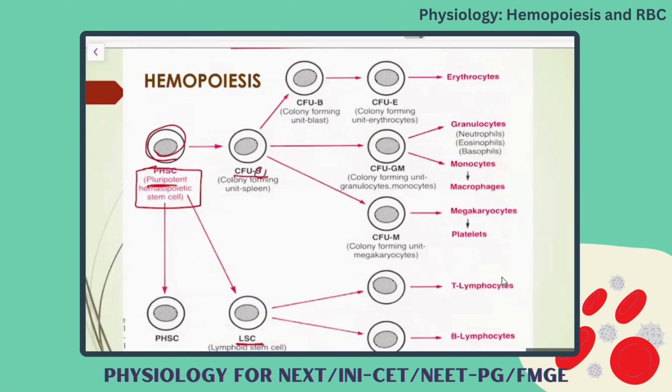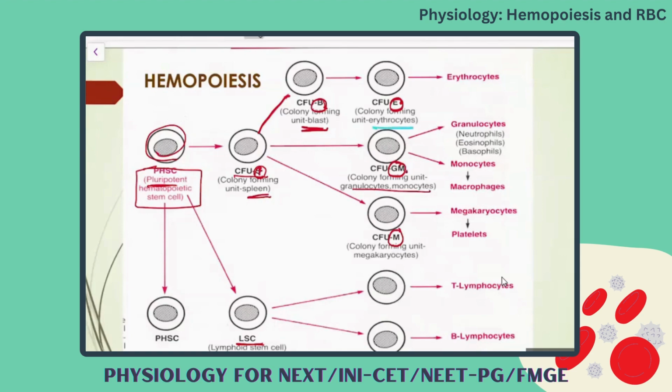From the splenic colony forming unit cells, you will have the colony forming unit blast cells, the colony forming unit granulocyte monocytes, and the colony forming unit megakaryocytes. The colony forming unit blast cells further give rise to the colony forming unit erythrocytes, CFU erythrocytes, and from the spleen it will give rise to the granulocytes and monocytes.